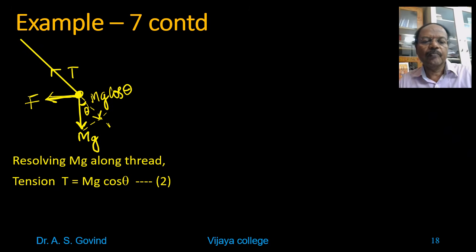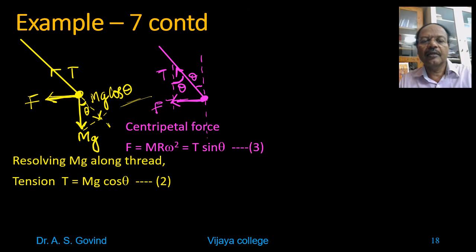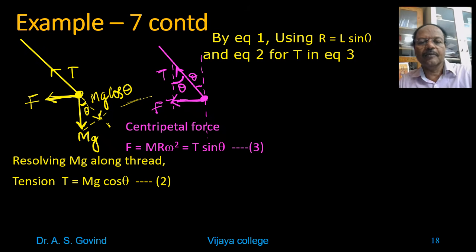And going further, resolving mg parallel to the thread, this tension is balanced by this force. So it is mg cos theta. And the tension component vertical is balanced by mg. Horizontal becomes the centripetal force. So m r omega square is T sin theta.